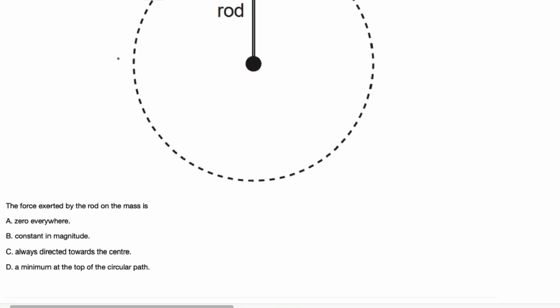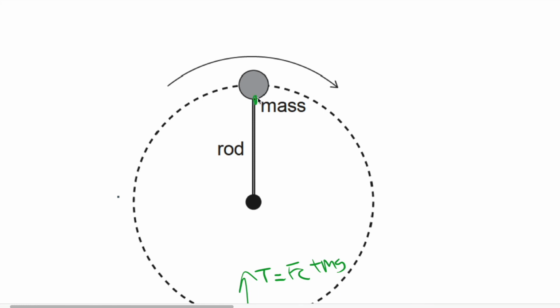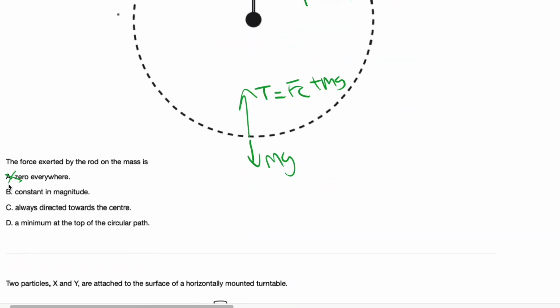So tension is 0 everywhere. Obviously this is wrong. Constant in magnitude, this is also wrong. Because for example here at the bottom, tension is equal to centripetal force plus gravity. And here at the top, since tension plus gravitational force is equal to your centripetal force, tension is equal to mv squared over r minus mg. So your tension is not constant.